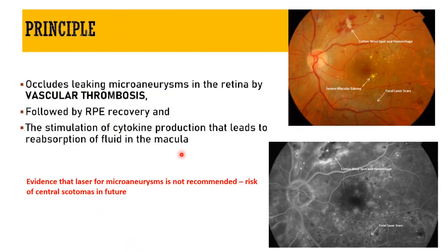Now, the principle of focal laser is that it occludes any leaking microaneurysms in the retina by vascular thrombosis. This is followed by RPE recovery and stimulation of cytokine production that leads to reabsorption of fluid in the macula, and there is subsequent fibrosis, that is healing, leading to formation of laser scars, which you see here. And here also you see these grayish scars. If you do an FFA, you'll see these scars are black in the center and hyperfluorescent, taking up stain, at the periphery.